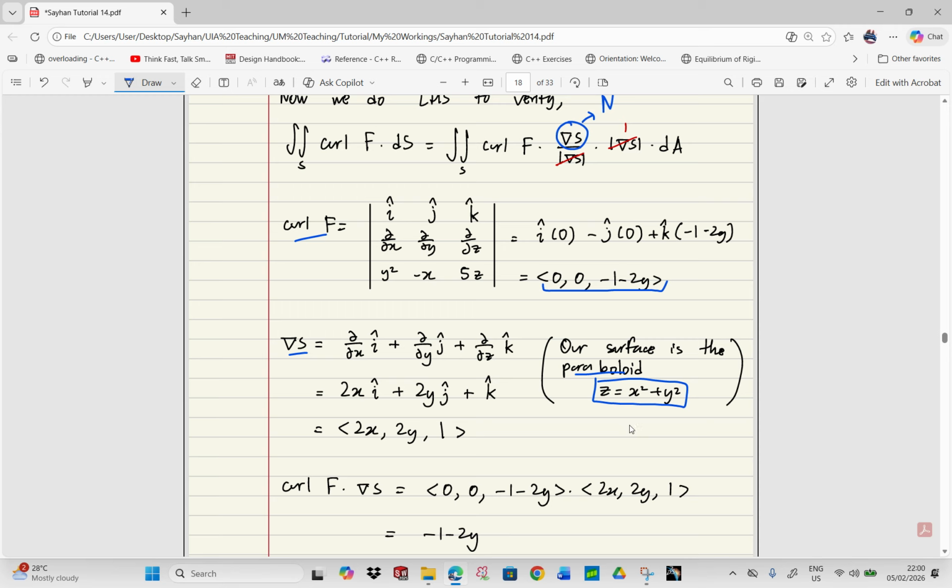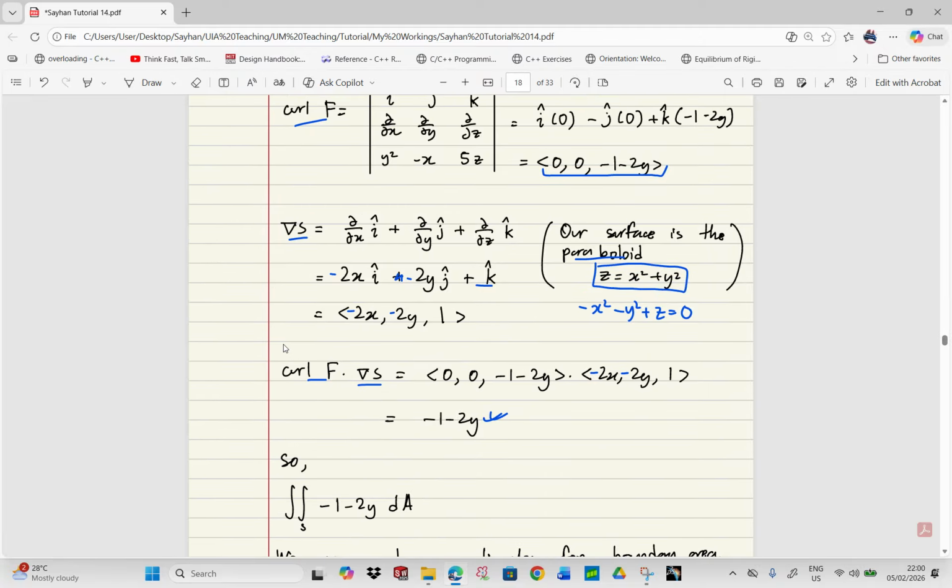That means it becomes negative x squared minus y squared plus z equals 0. Actually it's supposed to be negative 2x minus 2y here by mistake, plus k. And then we get negative 2x, negative 2y, and 1. But for the curl of f, when you do the dot product with S, the negative 2x and negative 2y get dropped, so it becomes negative 1 minus 2y.